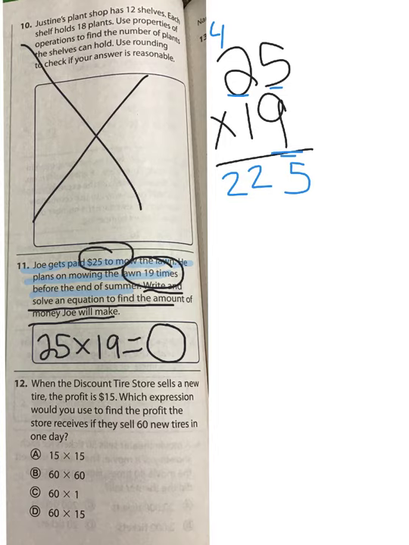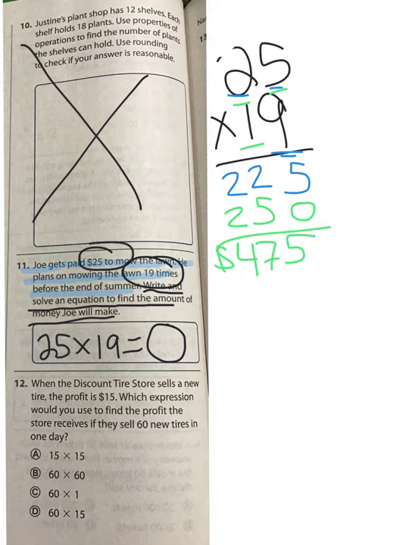I'm going to use my 2 steps. I'm going to erase what I regrouped. And then I'm going to place a 0 to hold my ones place. Now I can multiply my 10s. 1 times 5 is 5, and 1 times 2 is 2. If I add this up, I get $475. So 25 times 19 is $475.